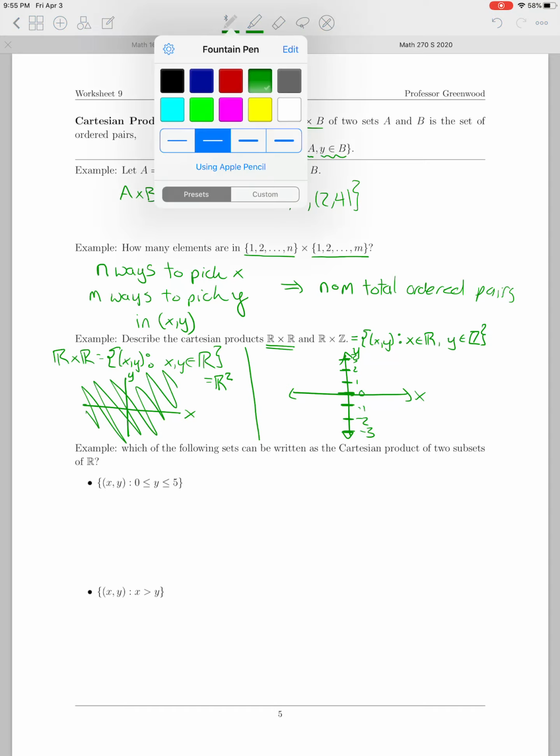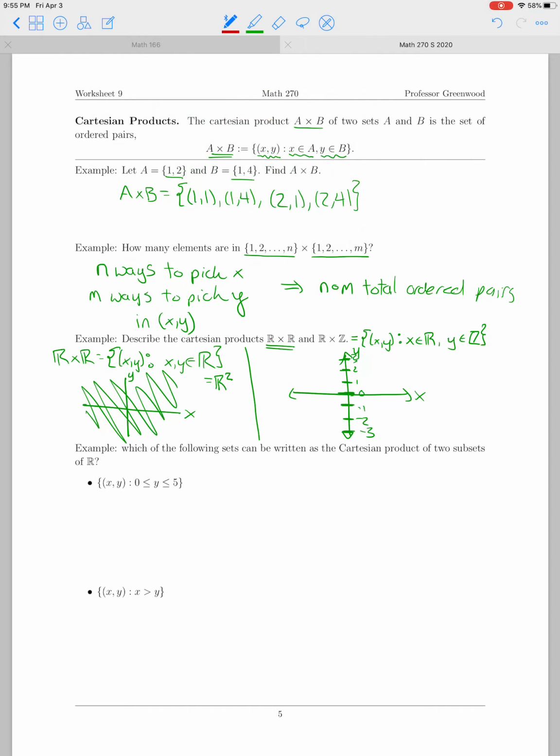And so if I draw out what that means, if x can be anything but y has to be restricted to these hash marks, then really I'm just going to get a set of horizontal lines. And they are the horizontal lines placed at integers. And so in other words, at integer heights.